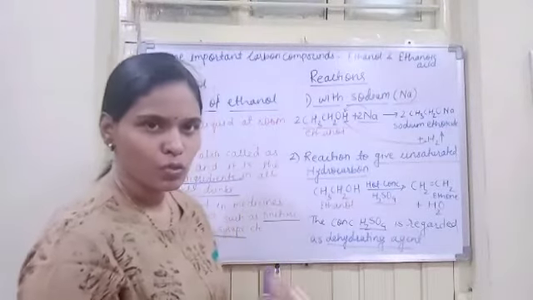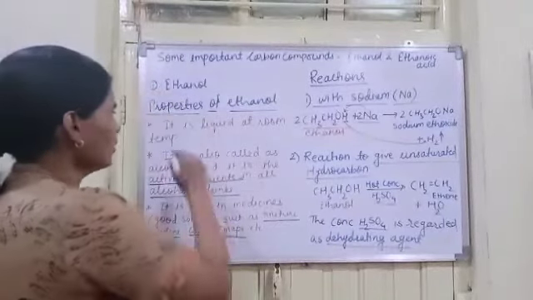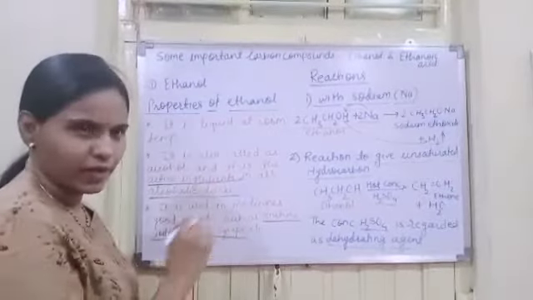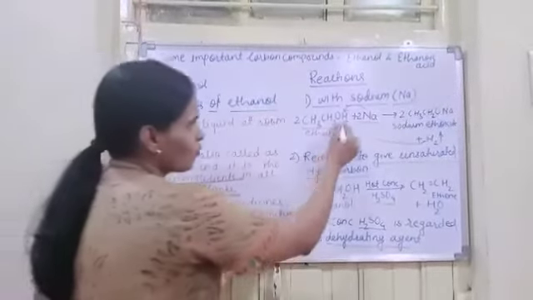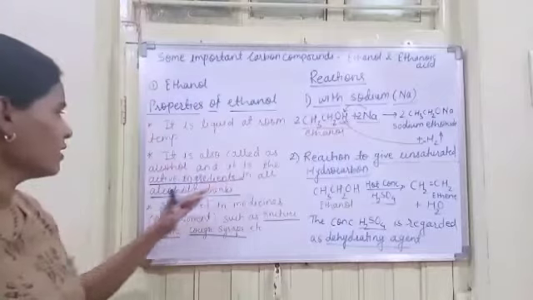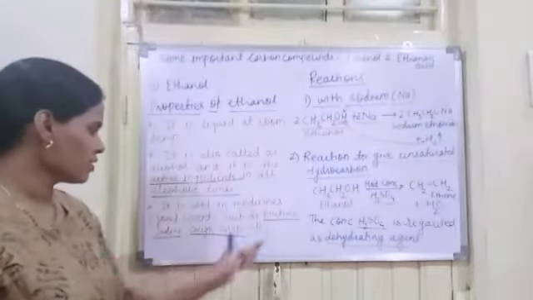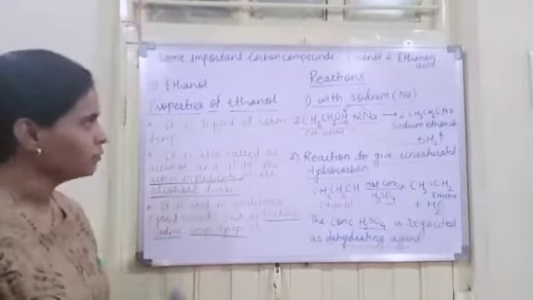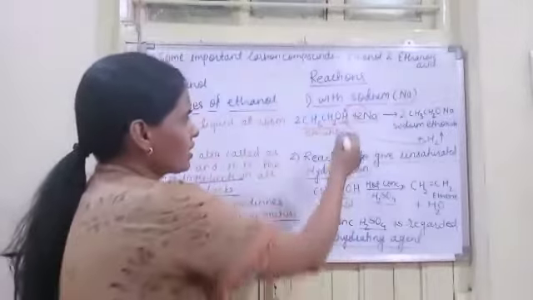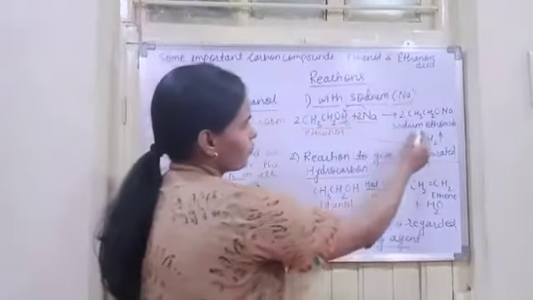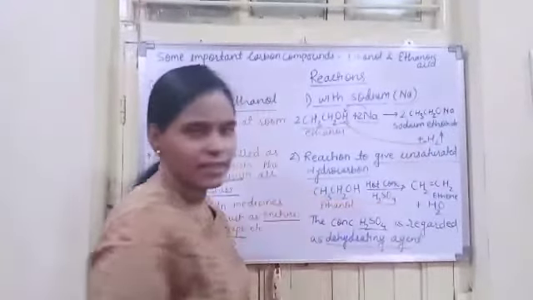Understood this? So let us revise. Properties of ethanol: it is a colorless liquid at room temperature. It is also called alcohol, as it has the alcohol functional group. It is the active ingredient in all alcoholic drinks. It is used in medicines such as tincture iodine, cough syrups, etc. Then how it reacts with sodium: on reaction with sodium metal, it forms sodium ethoxide with the formation of hydrogen gas.